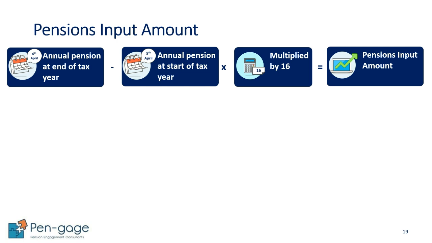So we would look at the annual pension at the start of a tax year. Let's say that was £10,000. And we would compare that to your annual pension at the end of the tax year, which let's say was £12,000. That means the increase in that annual pension is £2,000. And that's essentially what we're looking at when we look at the pensions input amount.